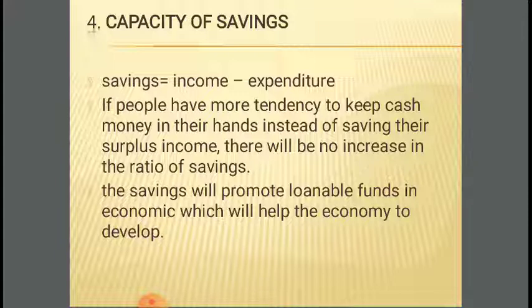What is written here is, if people have more tendency to keep cash in their hands instead of saving their surplus income, there will be no increase in the ratio of savings. See, we know that old age people in our family have the habit of saving, but in what form are they keeping their saving? They are keeping the cash in the treasury or in their cupboard only, which will not channelize. If in 2000 you are keeping 50,000 in your cupboard, then in 2010 it will be 50,000 only. There will be no increase in your saving, plus there will be a reduction in the value of your saving.